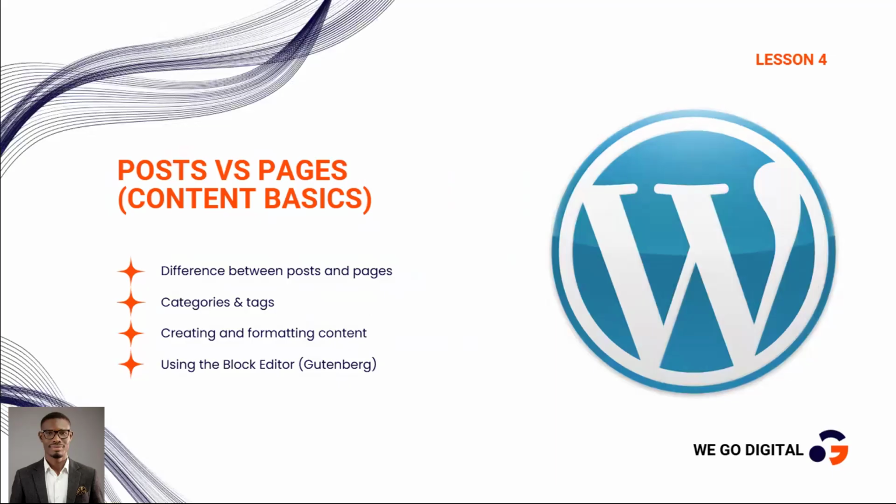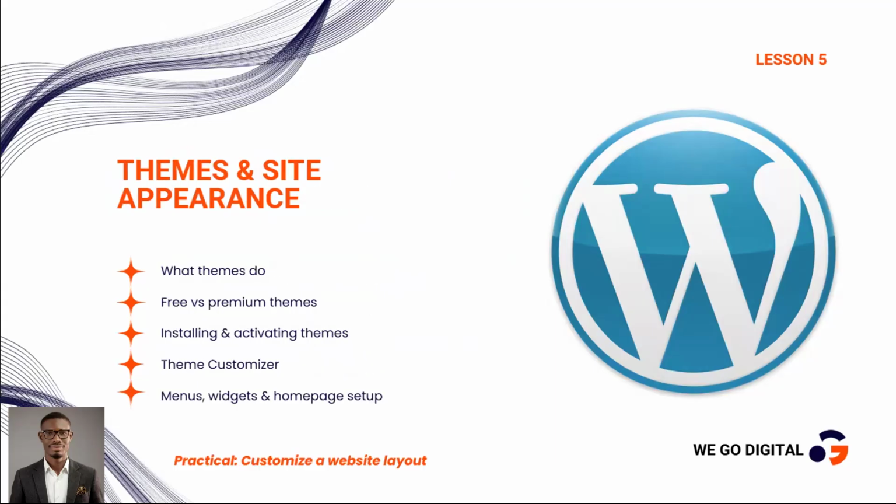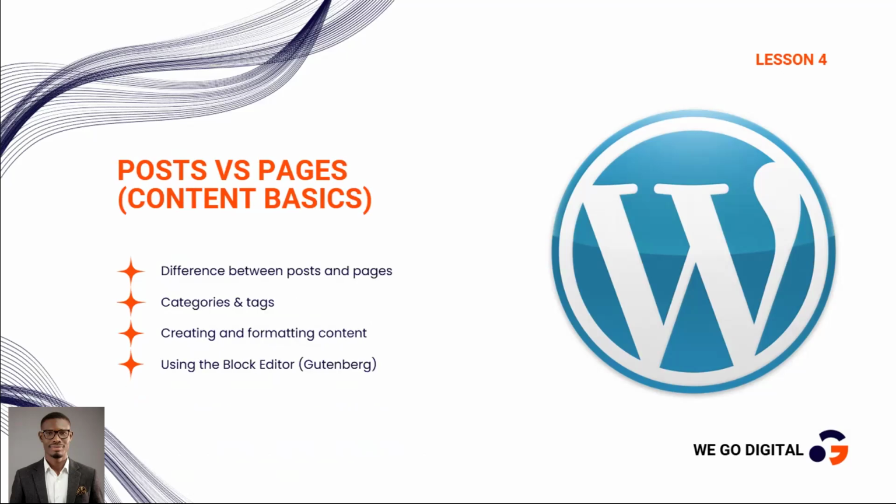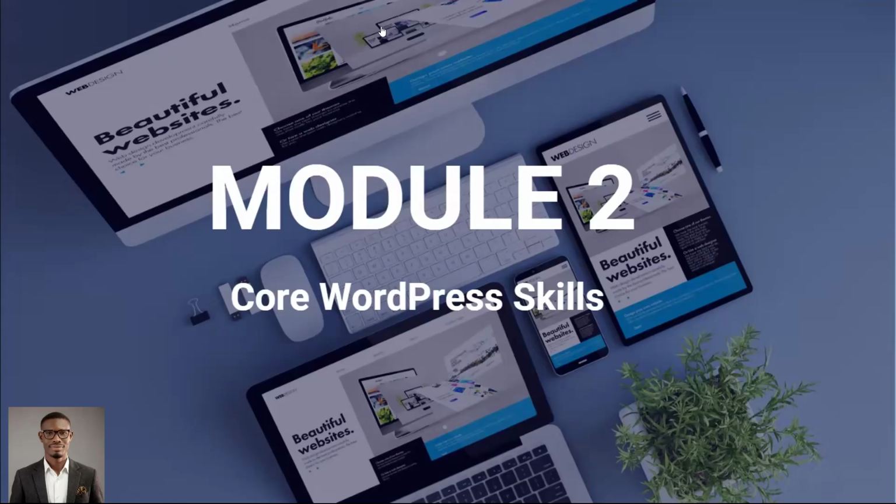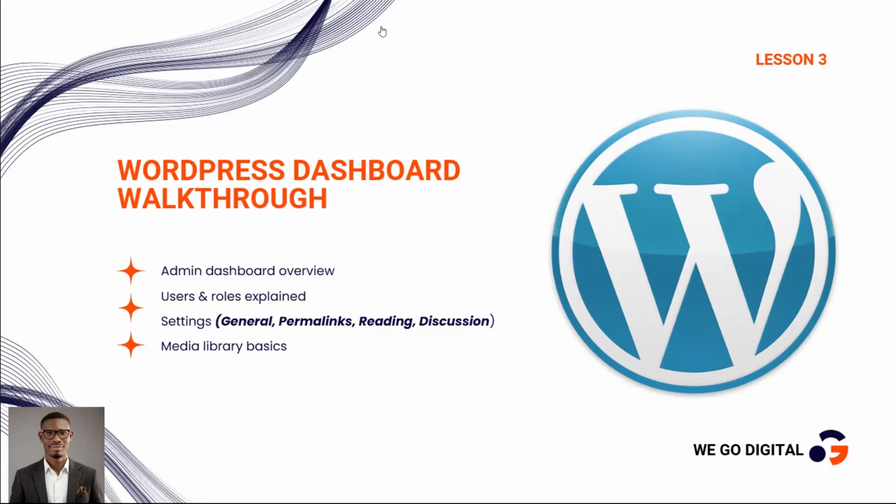In lesson 4, we'll be looking at the difference between posts and pages, categories and tags. I've talked about some of them. Then creating and formatting content, and how to use the Gutenberg editor, which is also called the block editor. That's lesson 4. Then in lesson 5, we get to apply themes. So this is it. You will get another video for lesson 4, but we're currently done with lesson 3.